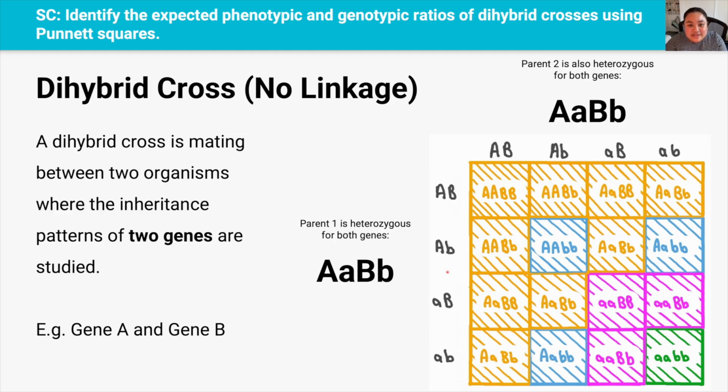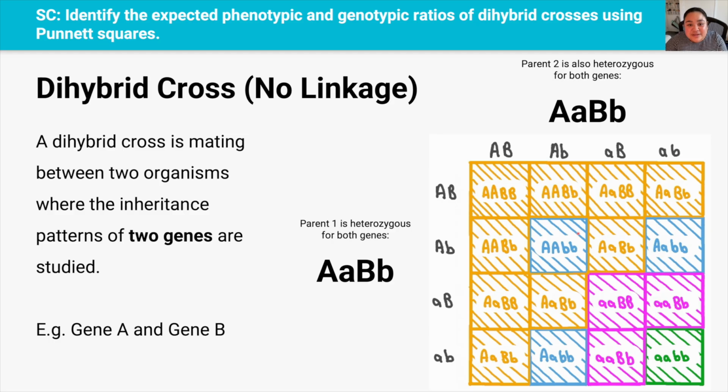These 4 row headings show the possible allele combinations that parent 1 can produce in their gametes after segregation has happened at the end of meiosis. And the 4 column headings show the 4 possible allele combinations that parent 2 can produce in their gametes after segregation has happened at the end of their meiosis. Because of this, the Punnett square for a dihybrid cross is 4 columns by 4 rows. 4 times 4 is 16, hence there are 16 squares in the middle to show the possible offspring.